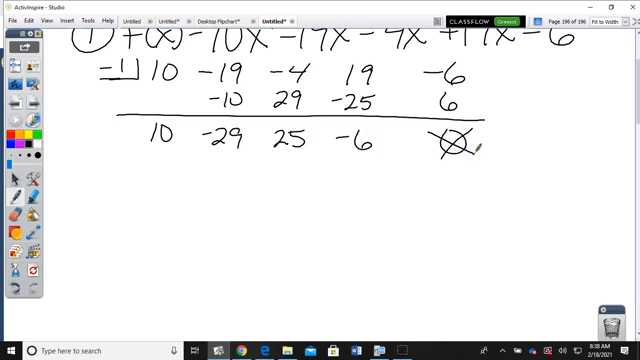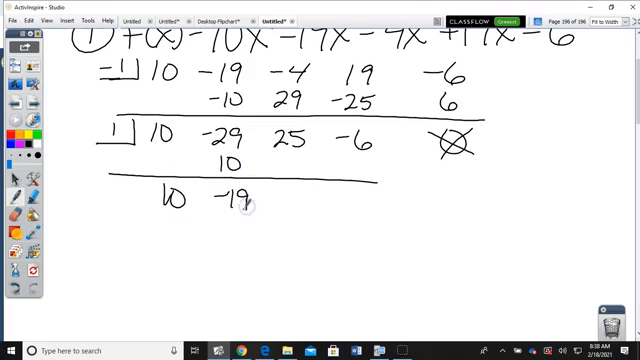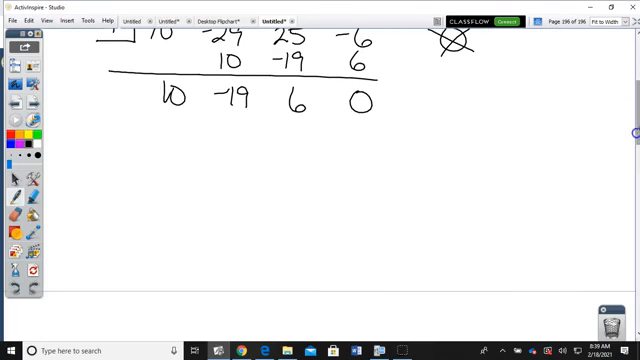So I do it again with my other 0 that I know, which was 1. Again, it does not matter if you would have picked the 1 first. You could have done that. That's fine. Bring down my 10 again. Get 10, -29. It'd be -19 times 1 is -19. Add those up, you get +6. 1 times 6 is 6, and we get 0 for our remainder again, just like we should.